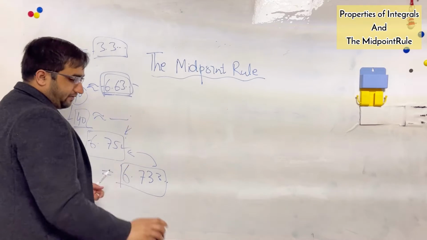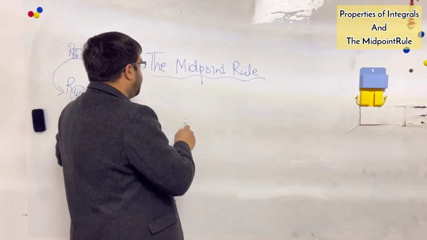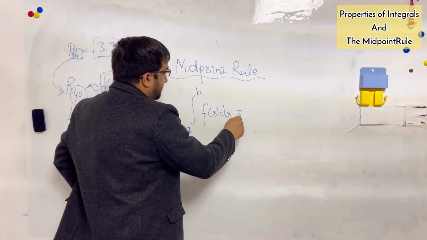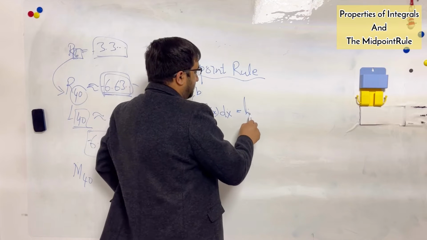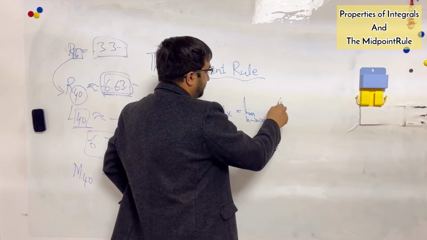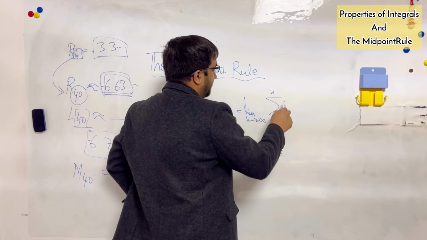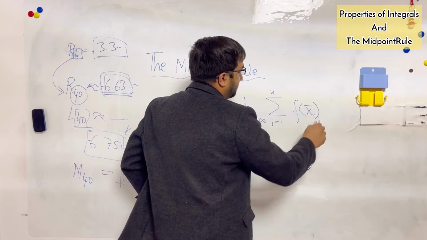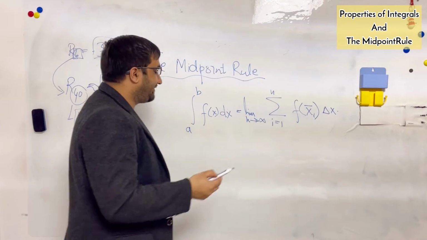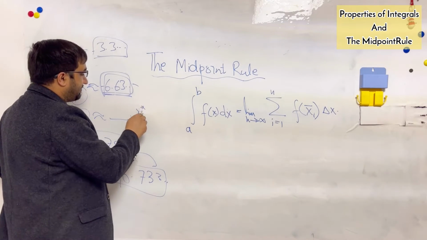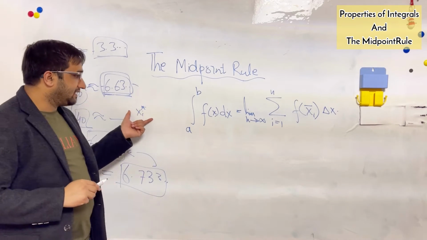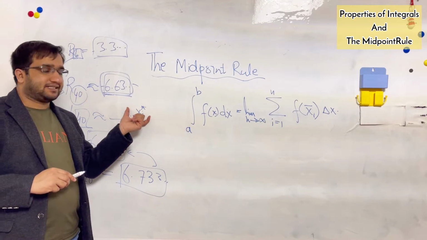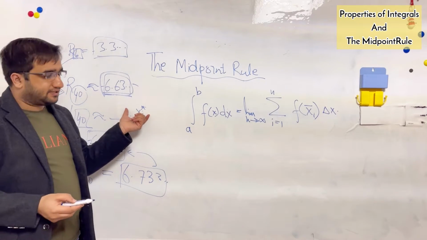So we can define the midpoint rule: the integral from a to b of the function f of x dx is equal to, you know this rule, the limit as n approaches infinity of the summation i from 1 to n of f of xi bar delta x. Now what is xi bar? It is the same as xi star. At that time we were using star, and we said that it is most probably the midpoint, but maybe not the midpoint.